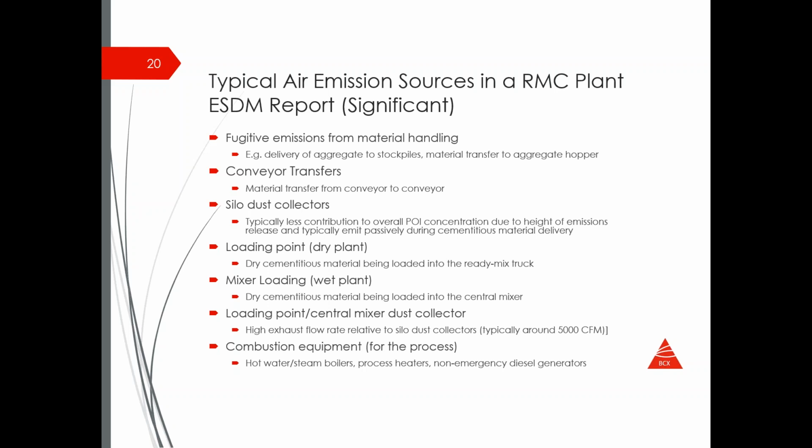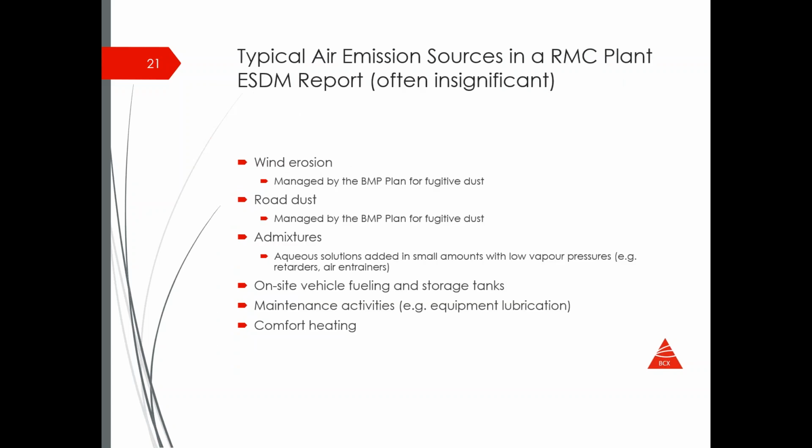Some typical air emission sources in an RMC plant, considered significant, would be fugitive emissions from material handling, conveyor transfers, your silo dust collectors, your loading point, your mixing, if you have a wet plant, the mixing loading, a loading point or central mixer dust collector, and the combustion equipment for the process heating.